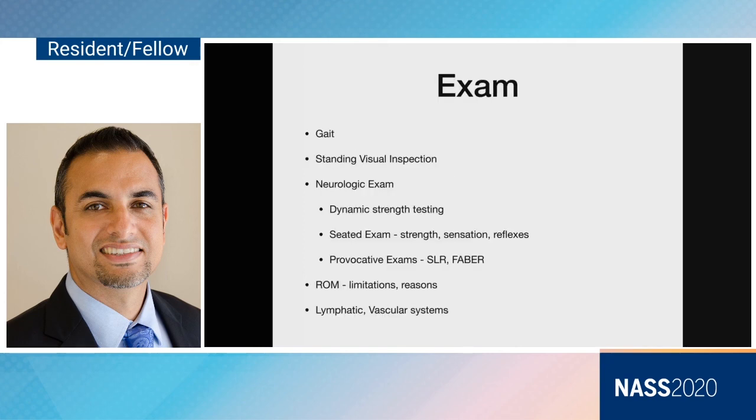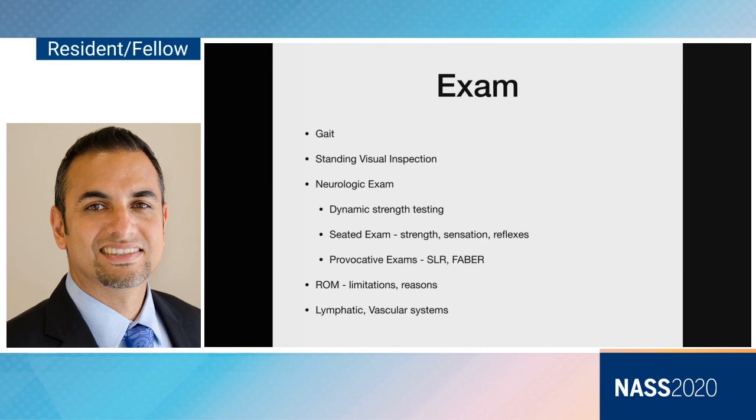From the exam standpoint, I begin with looking at their gait and describing it. I talk about their standing visual inspection and pertinent positives. This is especially important with respect to deformity surgery and looking at their sagittal balance and even their coronal balance. From an exam standpoint, we're all used to doing a seated examination and covering their strength, sensation, reflexes, but I also try to include a dynamic strength testing component where appropriate and depending on the muscle group.